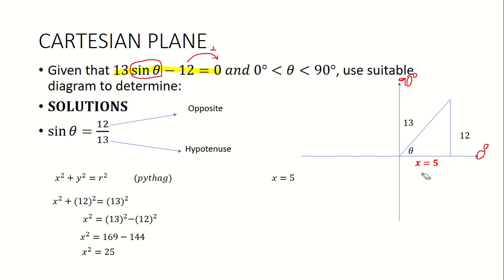Because our diagram is in the first quadrant, please remember this, guys. In the first quadrant, both x and y will be positive. All right, this is the first quadrant. In the first quadrant, both x and y will be positive.